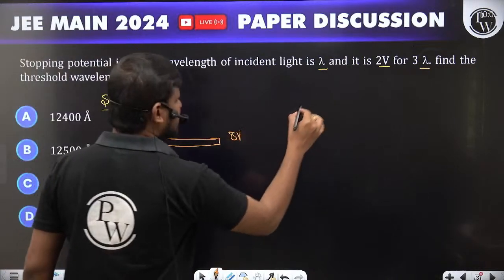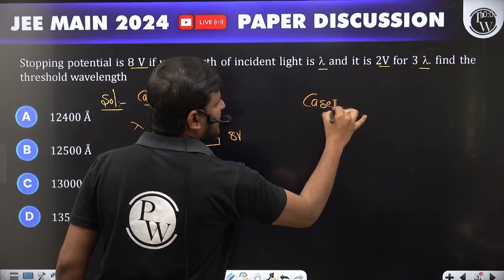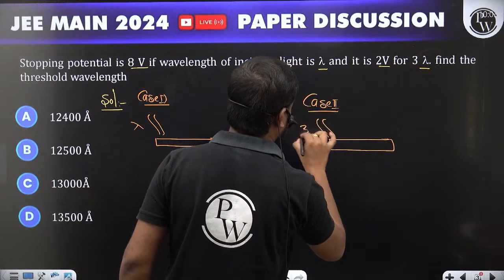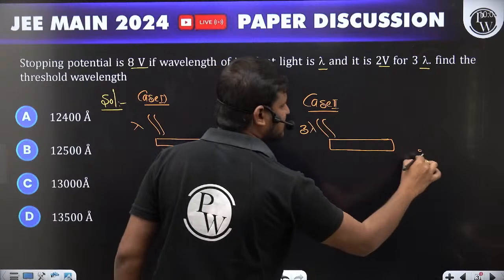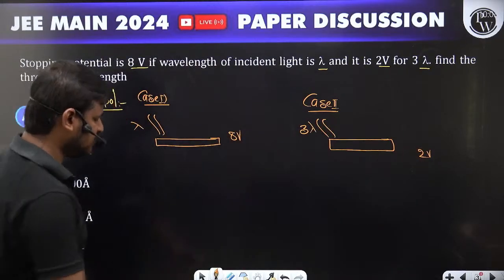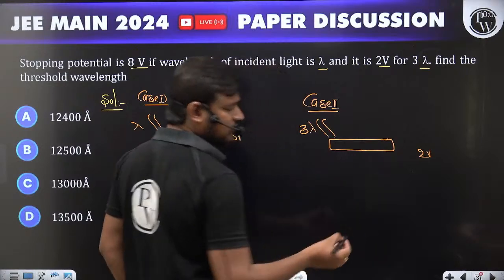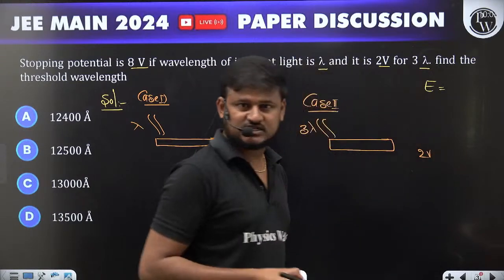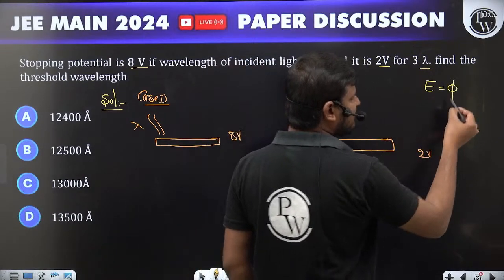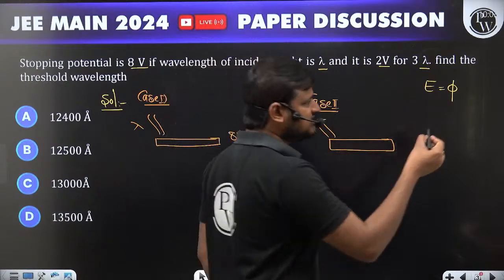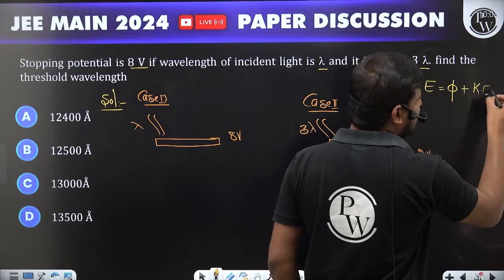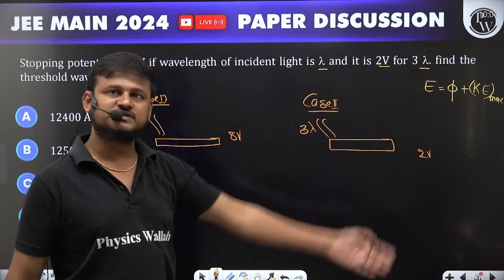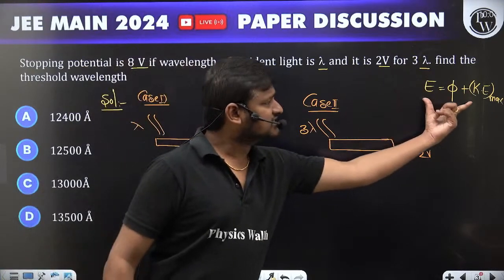Case 2: if the incident wavelength is 3 lambda, then the stopping potential is 2 volts. Now the simple concept: the incident energy will be utilized in overcoming the work function of the metal, and the remaining energy will be used to accelerate the electrons, which is the KE max, the electrons ejected out from the metal surface. This is a basic equation.